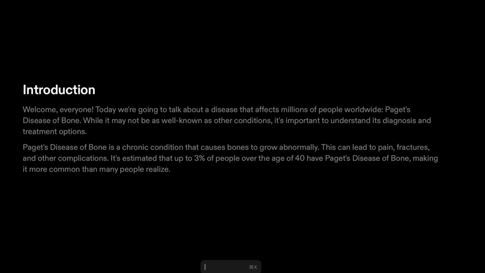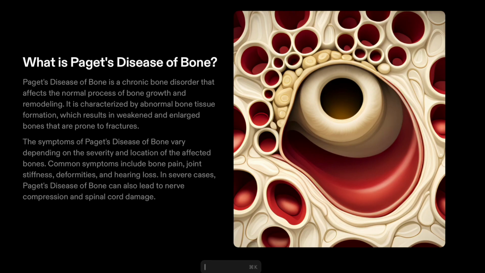What is Paget's disease of bone? Paget's disease of bone is a chronic bone disorder that affects the normal process of bone growth and remodeling. It is characterized by abnormal bone tissue formation, which results in weakened and enlarged bones that are prone to fractures. The symptoms of Paget's disease of bone vary depending on the severity and location of the affected bones. Common symptoms include bone pain, joint stiffness, deformities, and hearing loss. In severe cases, Paget's disease of bone can also lead to nerve compression and spinal cord damage.